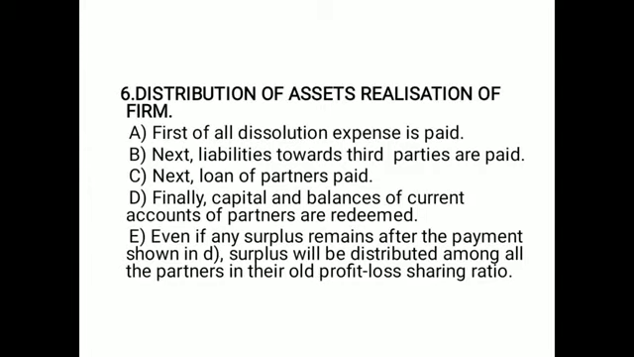So let us understand. See, the heading itself says distribution of assets, realization of firm. The realized value of assets. What are the assets? Machinery, land, building, furniture. These are all assets of the firm. They are to be sold, and the amount realized thereof is to be distributed in this order. Let us see which is the first point.